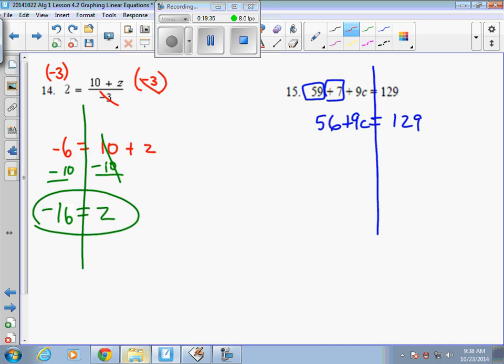Move 56 over by subtracting it, since it says plus 56. If you do it from that side, subtract 56 from this side. 9 minus 6 is 3. 12 minus 5 is 7. So we have 9 times c.